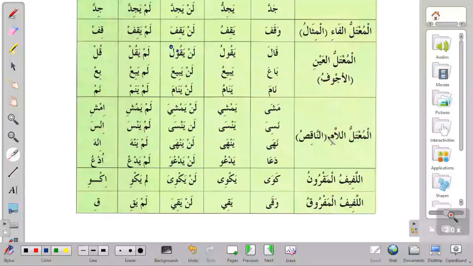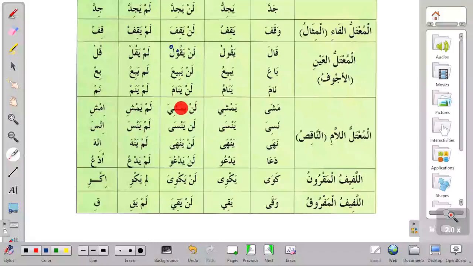Then mu'tallu al-lam. The harf al-illa is the lam, the last letter, and it takes the lam position, and we call it naqis. That's what you see: masha, nasiya, naha, da'a. The last letter is harf al-illa. We call it af'al naqis. That is clear. When it is mudhari, it is yamshi, yansa, yanha, yad'u, in that order. And we have looked at all these: the marfu, then the mansub, then majzum, and then the amr.